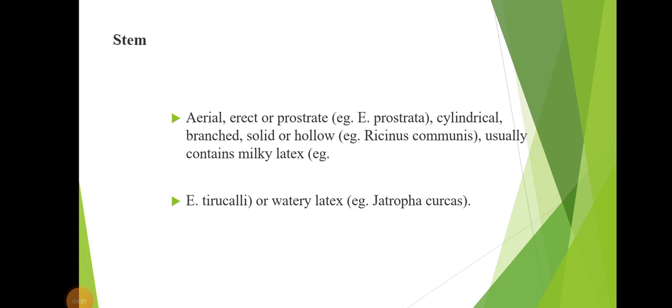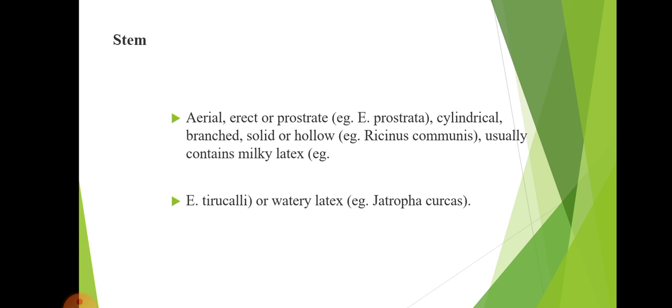Then if you see the stem of Euphorbiaceae, it's aerial, erect or prostrate, example Euphorbia prostrata, cylindrical, branched, solid or hollow, as in Ricinus communis. It usually contains milky latex, example Euphorbia tirucalli, or watery latex.